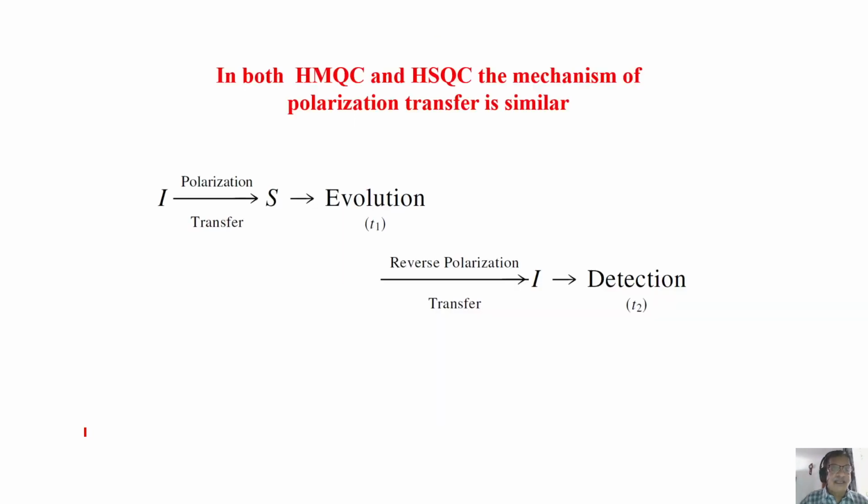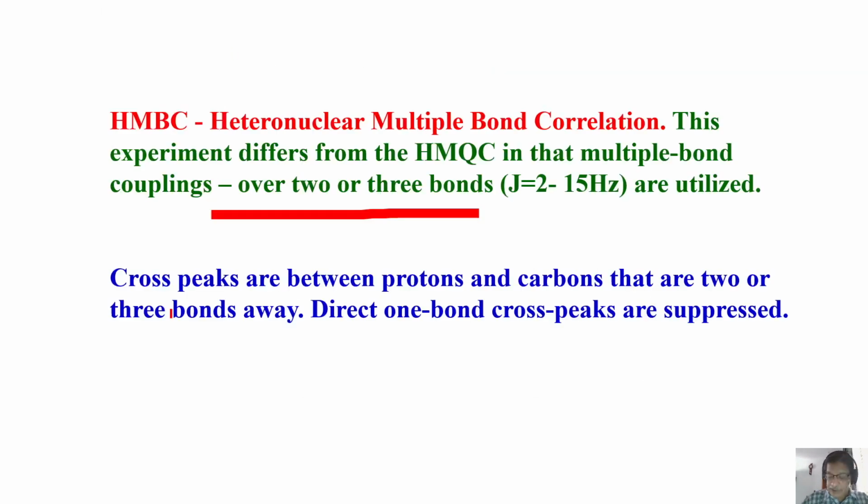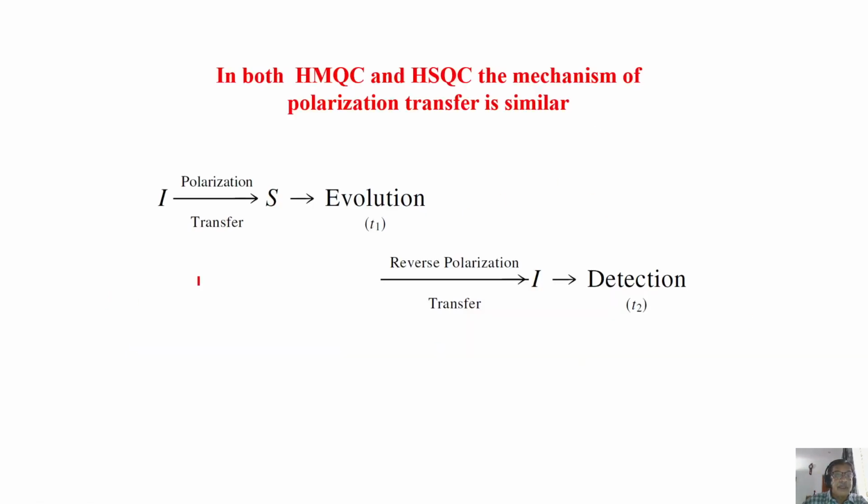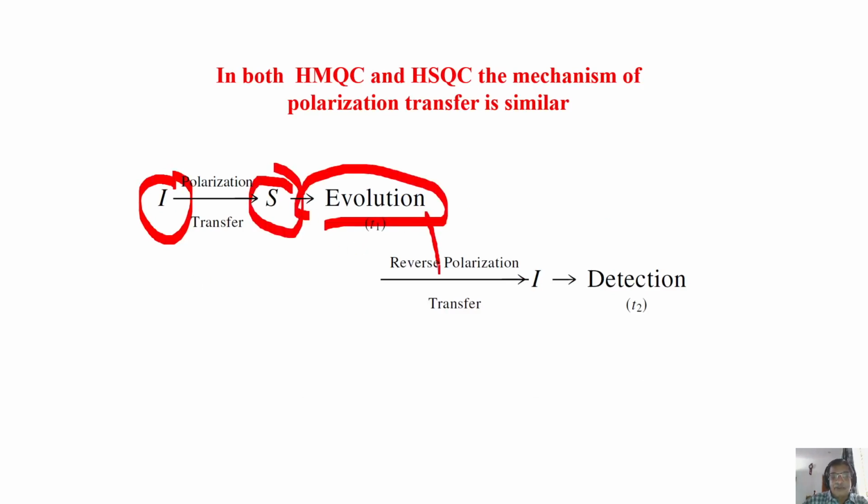Basically, look at this flow chart. In HMQC, HSQC or HMBC, whatever the mechanism, there is a polarization transfer mechanism. What we do here is take polarization from the I spin, transfer it to the S spin, and allow it to evolve during t1. Then do the reverse polarization transfer to I and detect. Very simple, two steps, that's all. Nothing more.